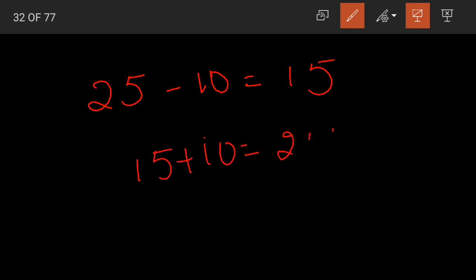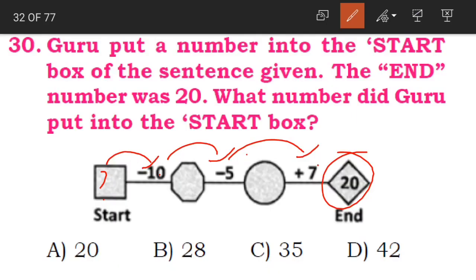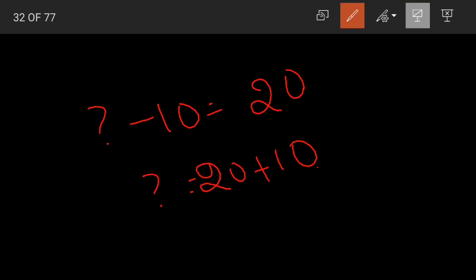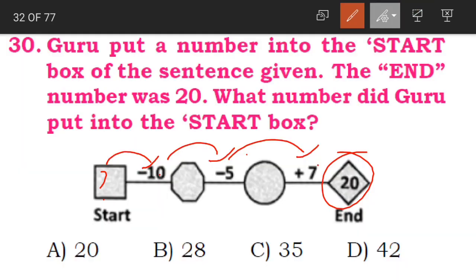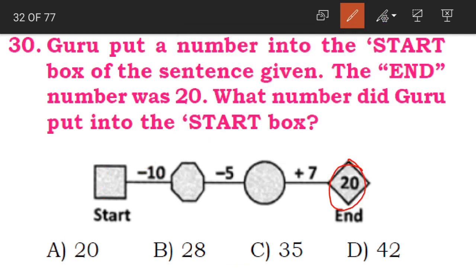See, suppose when I say 25 minus 10 is equal to 15. Okay children, 25 minus 10 is equal to 15, or 15 plus 10 is equal to 25. You remember, right? For every subtraction fact we have two addition facts. Yes, sorry, for each addition fact we have two subtraction facts. So that is what we are implementing here. When I say something minus 10 is equal to 20, I can simply say that this something is equal to 20 plus 10.